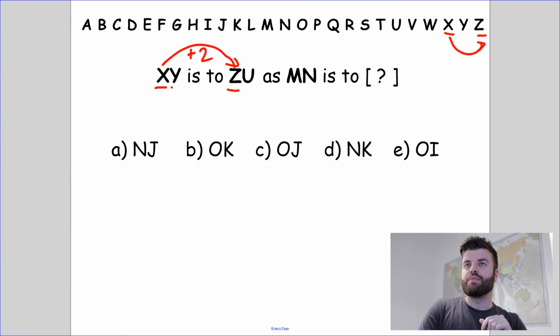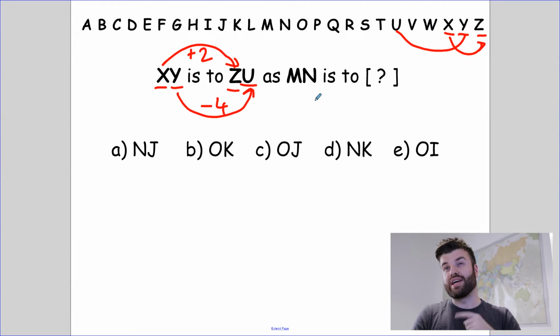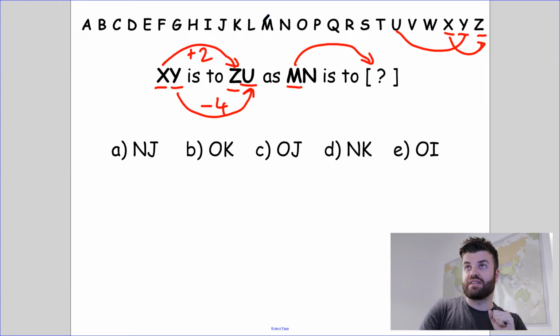+2 jump. Then we're going to go from Y to U, and we have Y here, and we're going to go backwards. 1, 2, 3, 4. So that's a -4 jump. Minus if we're going left down the alphabet, plus if we're going right. Let's apply it to our code. M, we're going to do +2 as it's the first letter.